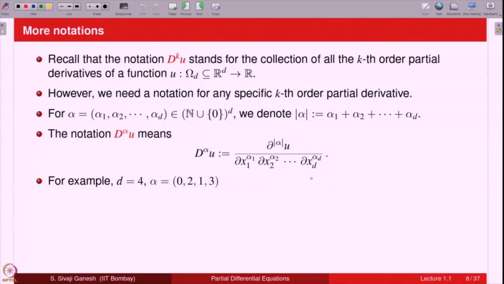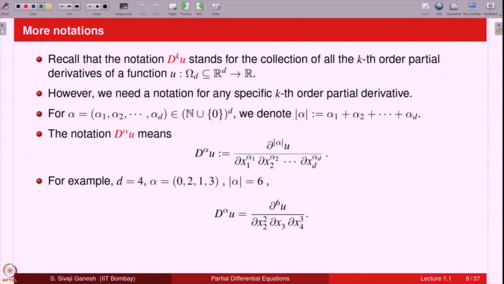Let us see an example. Assume that d equal to 4, that means we are dealing with functions of 4 variables. So, the independent variables are denoted by x1, x2, x3, x4. Let us take alpha equal to (0, 2, 1, 3), and we want to differentiate u, this D^alpha u. What is that? It tells us: do not differentiate with respect to x1, with respect to x2 differentiate 2 times, with respect to x3 differentiate 1 time, and with respect to x4 differentiate 3 times. So, the sum of the entries of alpha is 6, 0 plus 2 plus 1 plus 3, that is 6. That means what it defines is a particular 6th order partial derivative of u.